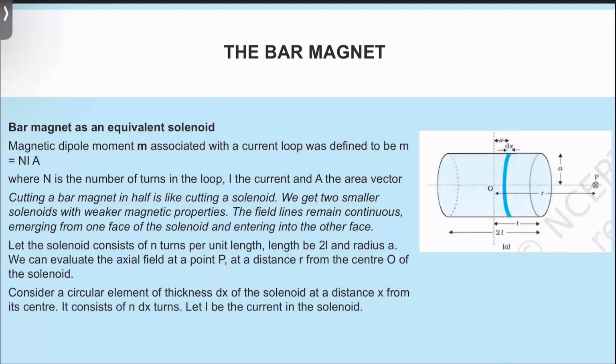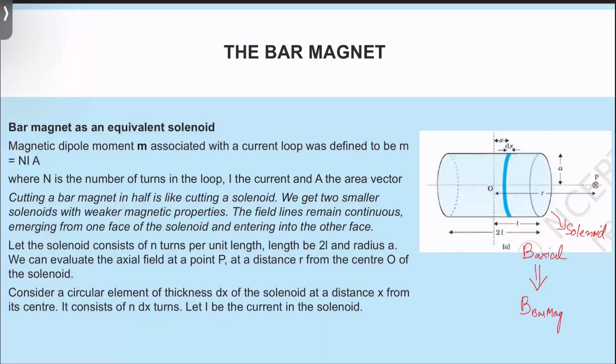Okay, so we are considering this, you can see in the diagram over here. We are going to understand this axial field, the field along the axis of this finite solenoid. We are going to try to find the axial field along the axis of this solenoid, and we will see that this is similar to a bar magnet also.